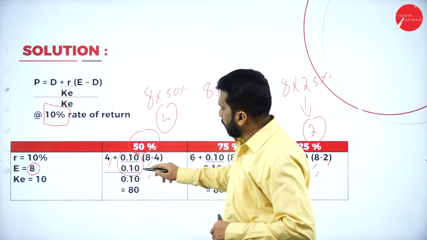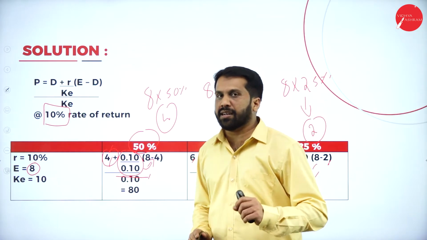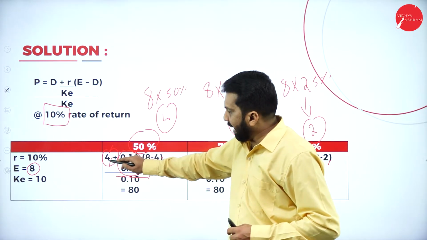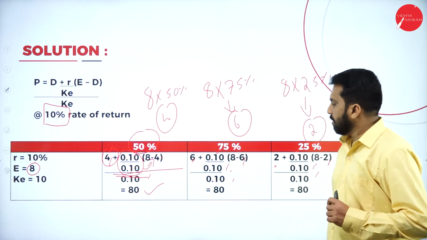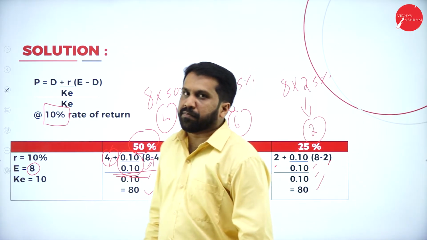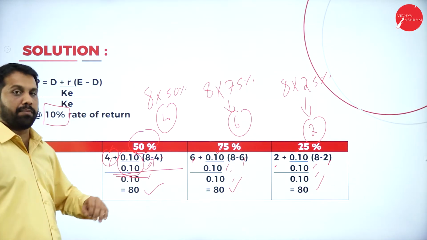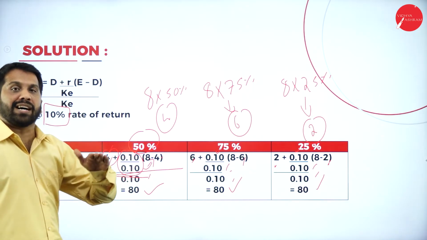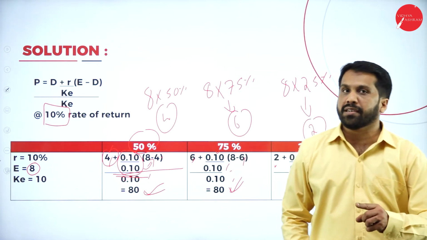Now, what will be your calculation? Divide, multiply, then add, then whole divide. Clear? Again, I'll repeat. Divide, multiply, add, whole divide. Then you will get your answer of 80, answer of 80, and answer of 80. And remember, if your cost of equity and your return both are same, your answer will be common for all. Hope you are clear.